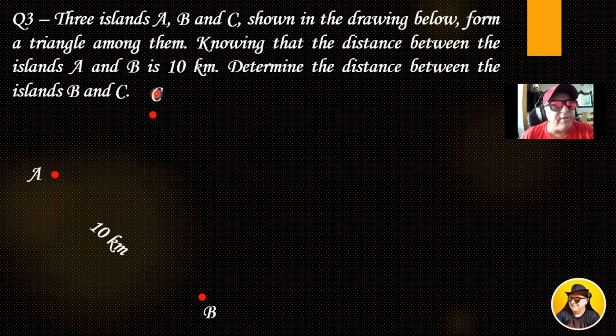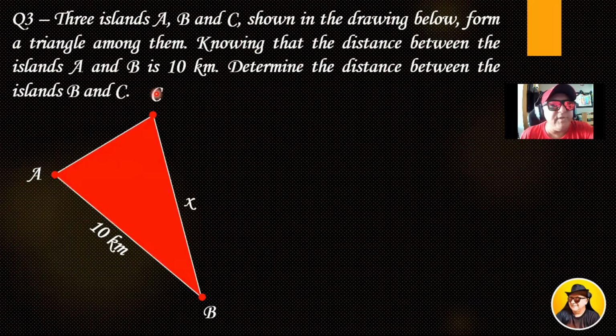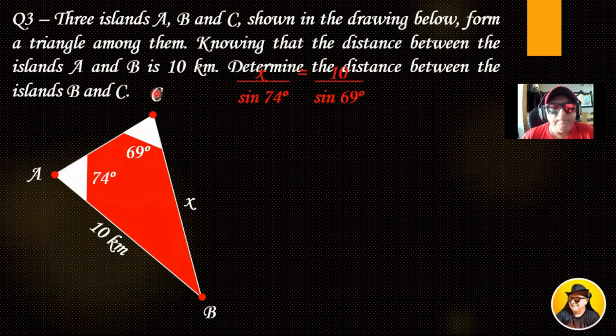So the distance between islands A and B is 10 kilometers. The distance between the islands B and C is X. I don't know this distance. I'm going to find it. So among them is formed a non-right triangle. Okay, so angle C is 69 degrees. Angle A is 74 degrees.